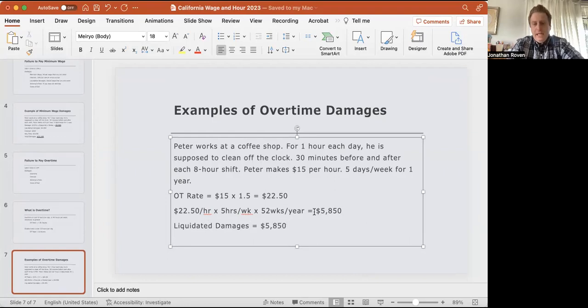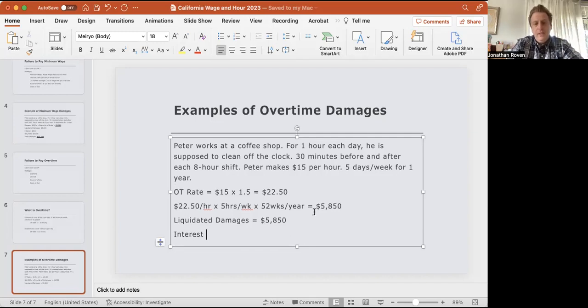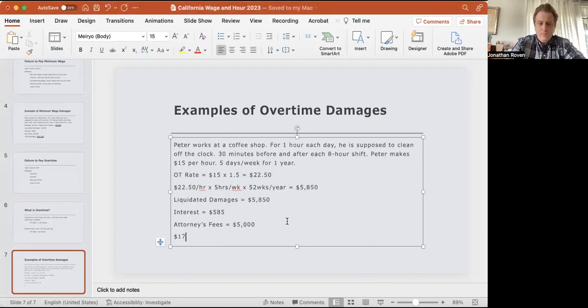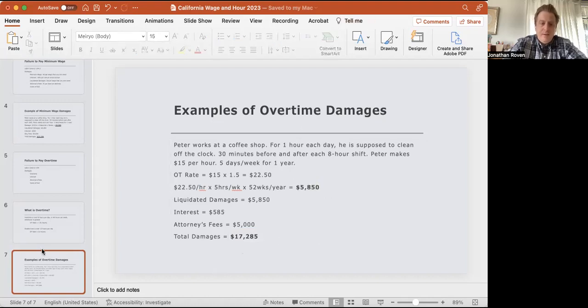Because this is completely unpaid, I'm going to argue that they are entitled to liquidated damages of the same amount, and interest for 1 year is $585. And then let's say attorney's fees again is $5,000 for putting together the demands and so on. So this would be your total damages right now. As you can see, it's very significant from where you started.